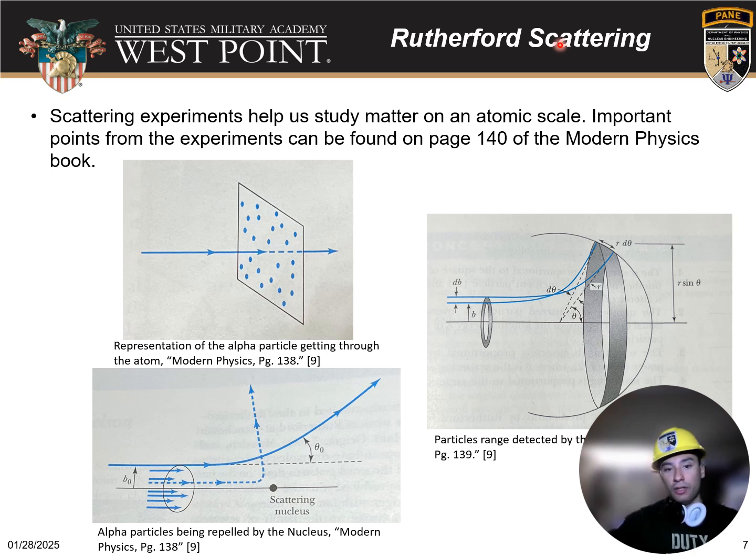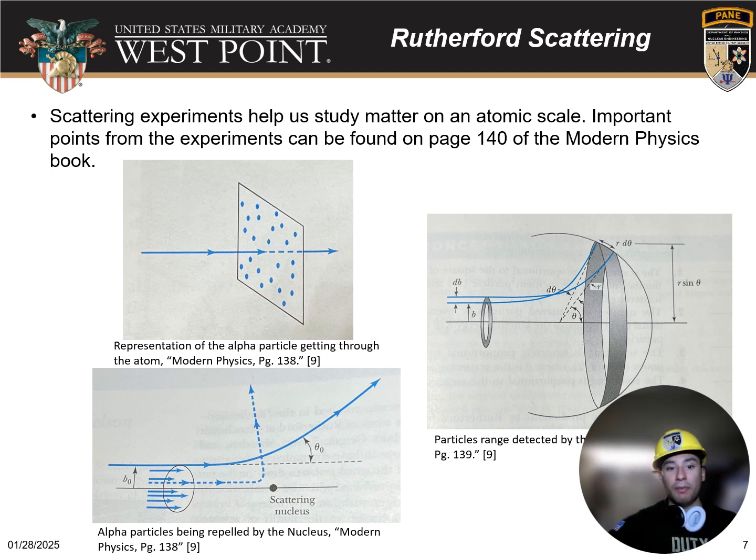After all, according to the prevailing Plum-Pudding model, the atom was thought to be a diffuse cloud of positive charge with electrons embedded in it. There was nothing dense enough to block or deflect the particles. But here's the twist. While most particles did pass through, some were deflected at large angles and a few even bounced straight back. This was completely unexpected, as Rutherford famously compared it to firing a cannonball at tissue paper and having it bounce back.